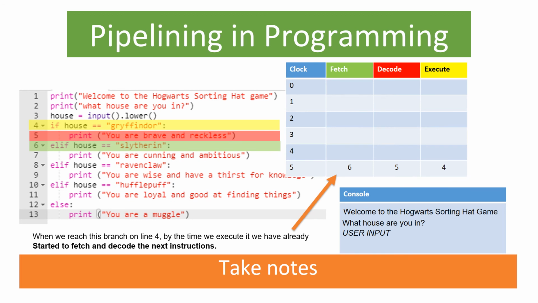So when we are using a CPU which has pipelining and we're fetching instructions, when we get to a branch, such as this branch, we're currently executing line number 4, so we're checking the user input to see if it's equal to Gryffindor. If it is equal to Gryffindor, it can continue to run the program. It is decoding line number 5 currently, so in the next clock cycle it will print "You are brave and reckless." However, it's just fetched elif house equals Slytherin.